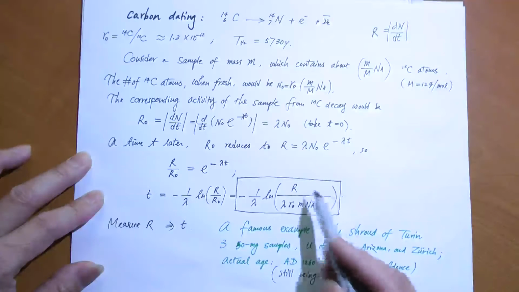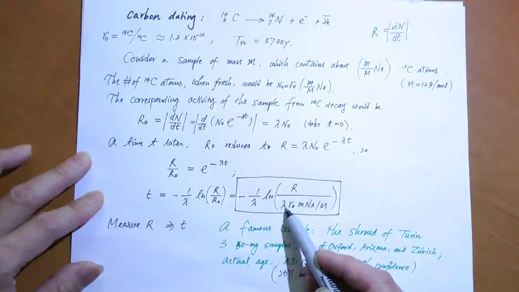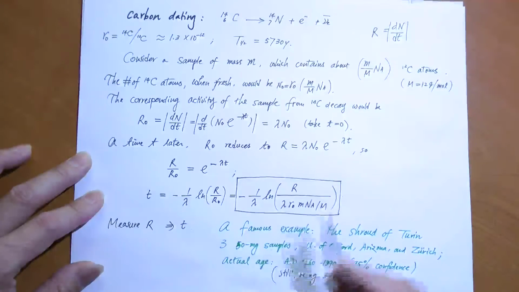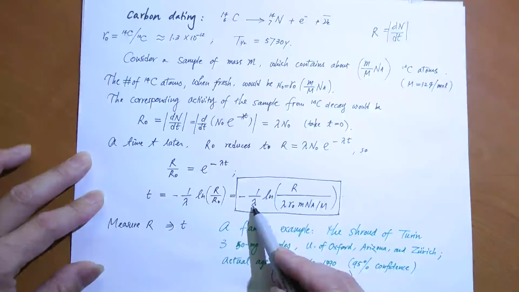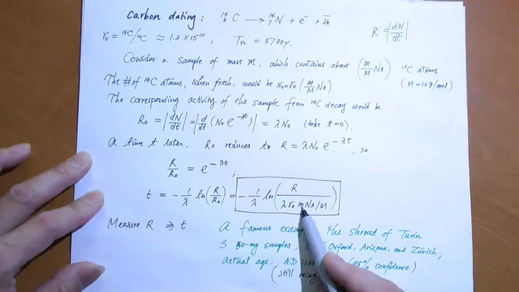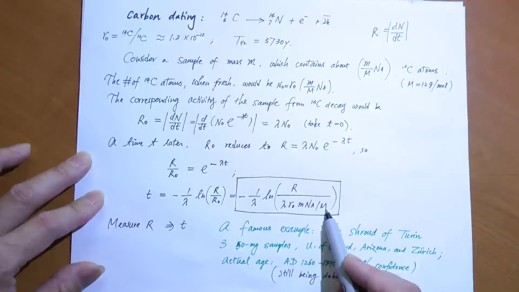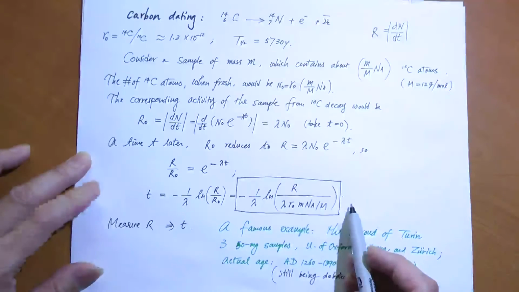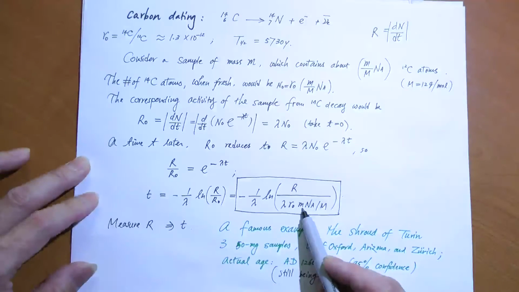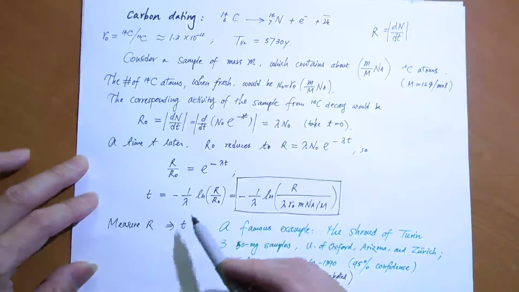R is what we measure. Lambda is related to the half-life, which we know. Lambda equals log 2 over T one-half. Remember that formula from the previous lecture? So you know what lambda is. R naught is this: mass of the sample, Avogadro's number, and the molar mass of carbon-12. All these things are known if you can measure R and measure the mass of the sample. So that is how you do carbon dating.